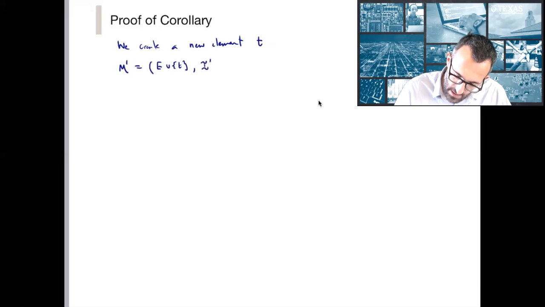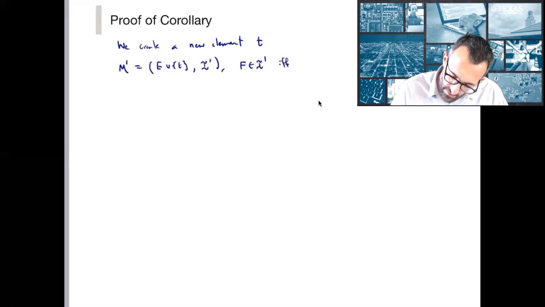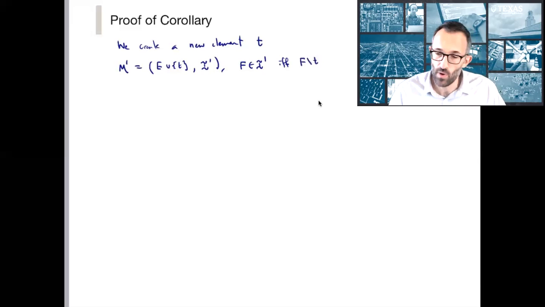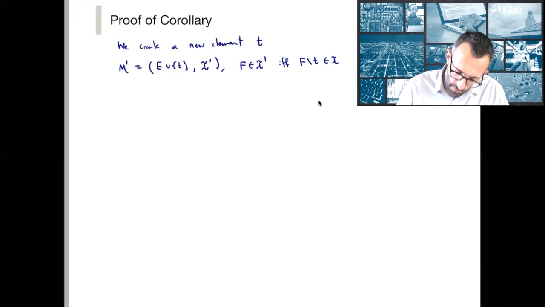And independent system I dash, where something is an element of I dash if and only if I take T away, if T were in it at all, this is just in I. So in other words, any independent set in I is an independent set in I dash, and the new independent sets in I dash are just the old independent sets with this element T appended. Okay, so our picture here is, we start with our familiar picture.